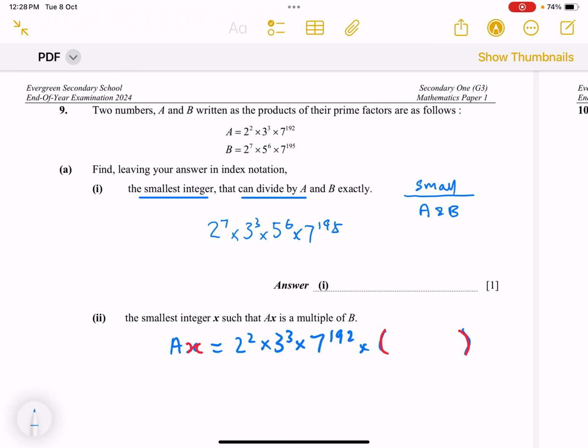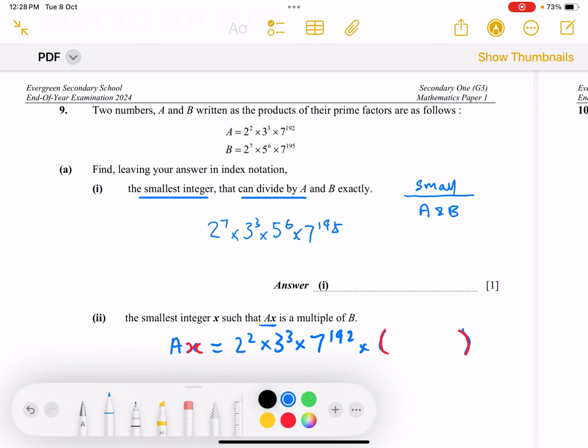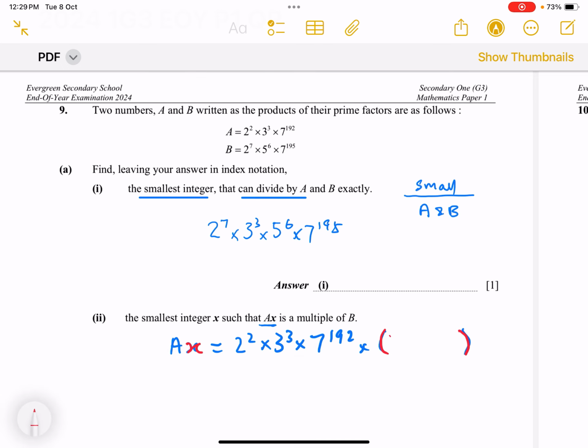Next, we need to find the smallest integer x such that ax is a multiple of b. So that means ax must contain b. Now if we look at a and look at b, b has 2 to the power 7, but a only has 2 to the power 2. So what is missing is x. So we need to put 2 to the power of 5 here to create a 2 to the power 7, because that is where b has 2 to the power 7.